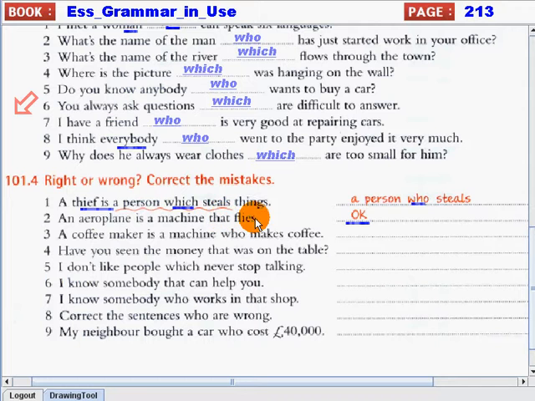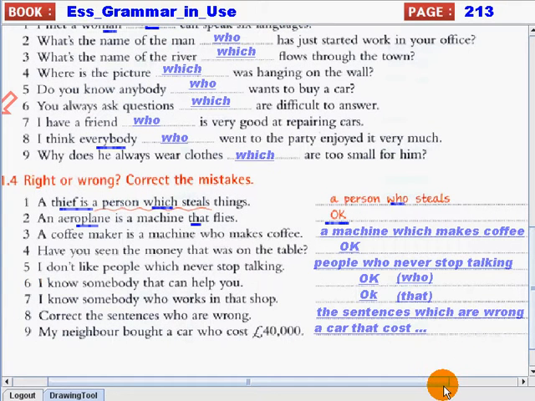And number 2, an airplane is a machine that flies. That's right. We use the word that for the object airplane, right? Now let's answer 3 to 9. But I have to let you do it on your own so you can check your ability, right? Now you have to press the pause button of that video so you can do the exercises on your own. Let's start now. Okay guys, students, let's check your answers now.